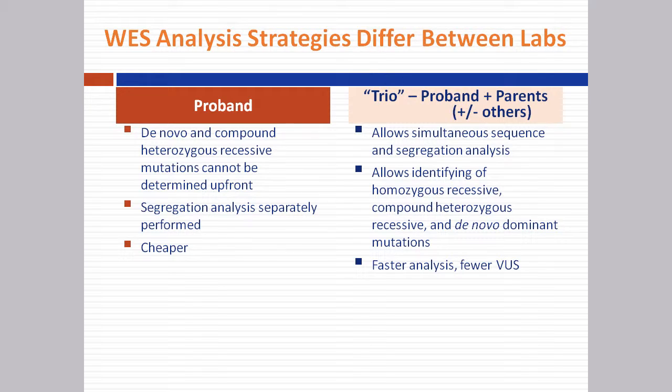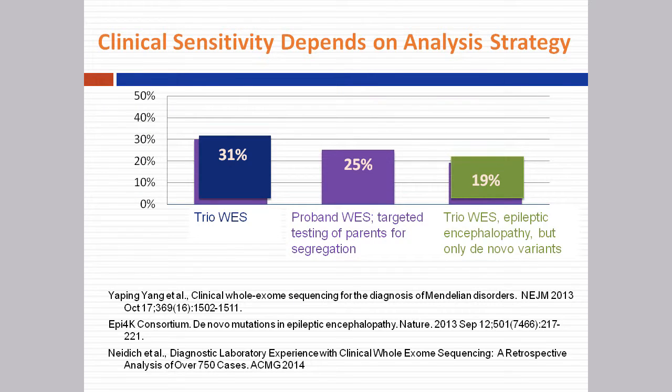For example, based on the strategies, whether or not you include proband or parents, you see here the differences in the yield of exome sequencing. So if you do trio analysis, it tends to be between 31 and 32% positive findings. 25% was reported by Baylor labs who do proband analysis and then later on do segregation studies by carrier testing. And 19% were positive findings for looking only at de novo changes in patients with epileptic encephalopathy. That is a study performed by the EPI4K consortium.